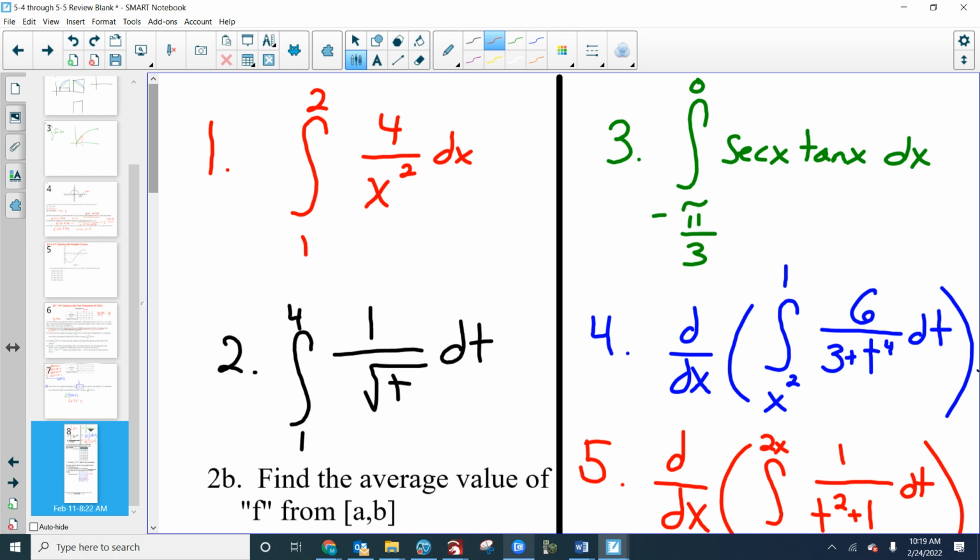Make it 4x to the -2 first. Add 1 to the exponent, divide by the new exponent. Plug in 2, plug in 1, subtract. You just see that? Are we good? Good? You see it? Good. If you want to see it, ask me.